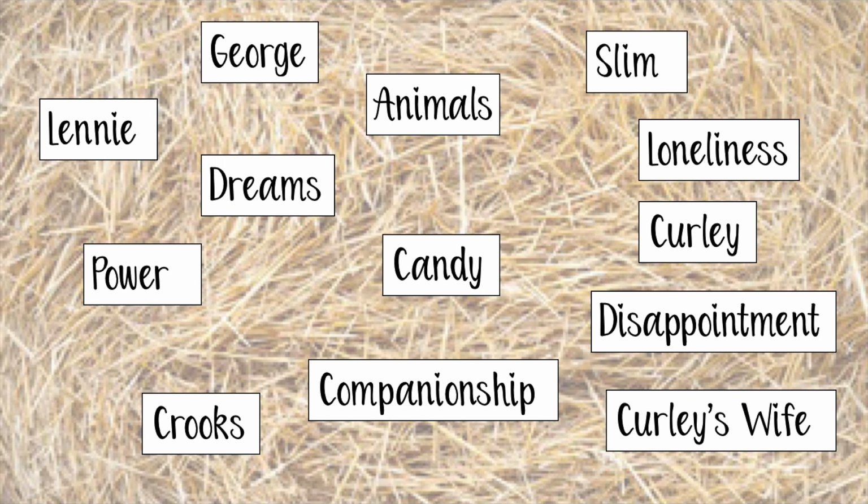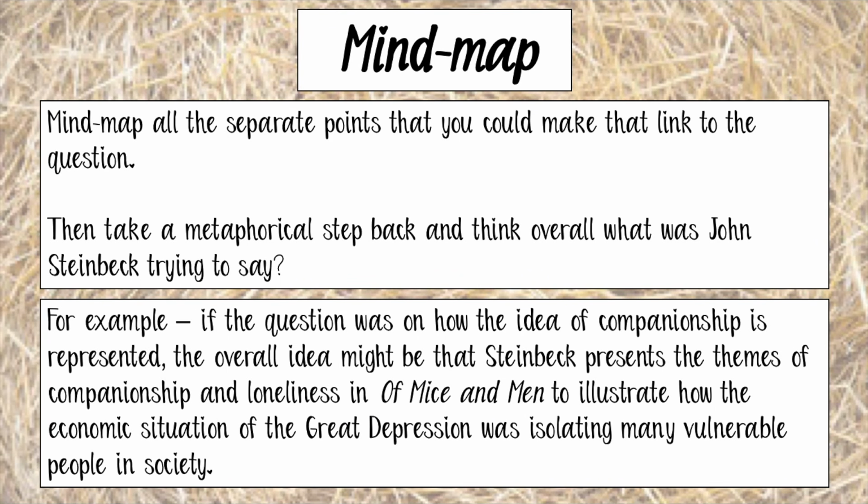As you can see, we've got loads of different examples here of what your question could be on. You'll get a choice of two. You could get a question on how animals are presented. You could have George, Lenny, dreams, power, Crooks, companionship, Candy, Curly's wife, disappointment, Curly, loneliness, Slim, and many more. You need to make sure whichever question you pick, you have got a point of view and you've got something to say. We're going to look at an example coming up. When you've picked your question, mind map all the separate points that you could make to link to the question. Then take a metaphorical step back and think overall, what was John Steinbeck trying to say?